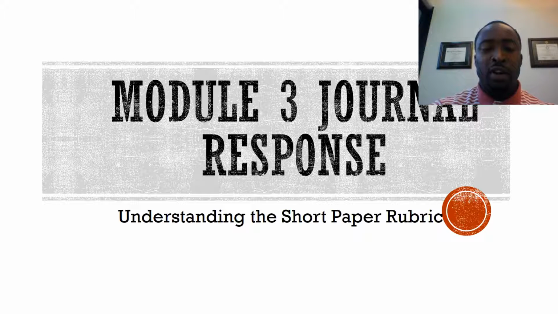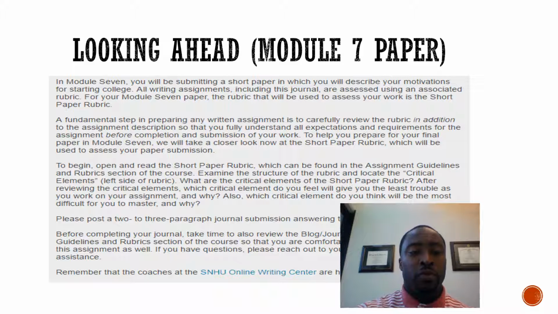We want you to get a firm understanding of the short paper rubric. So I'm going to go ahead and jump right in. For this journal, we're really looking ahead to the Module 7 paper. In Module 7, you're going to submit a short paper in which you'll describe your motivations for starting college, among other things. All writing assignments, including the journal, are assessed using an associated rubric.